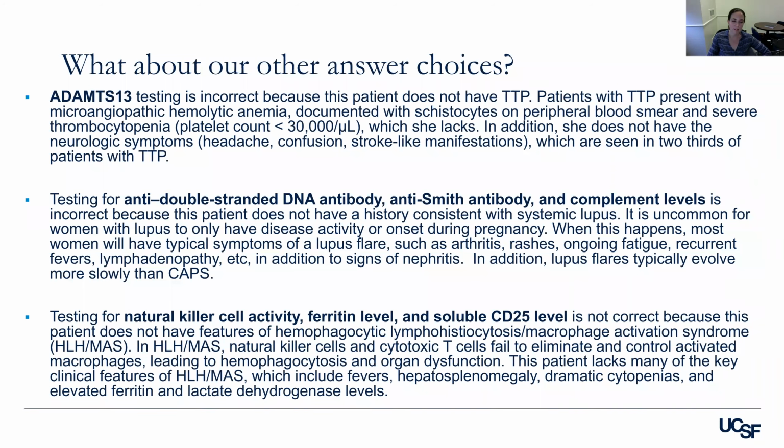And then finally, the last answer was getting at testing for HLH or macrophage activation syndrome, and she lacked many of the key clinical features of this. So she most likely has catastrophic antiphospholipid syndrome based on everything we have gone over, and would likely have high titers of the antiphospholipid antibodies that were previously outlined.